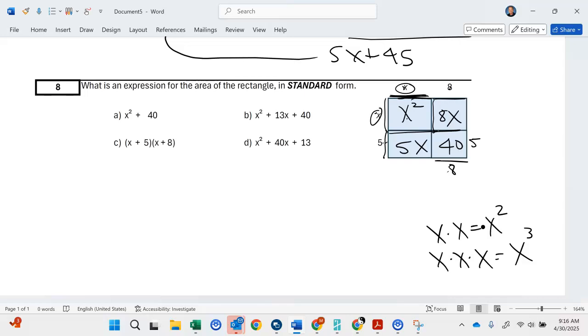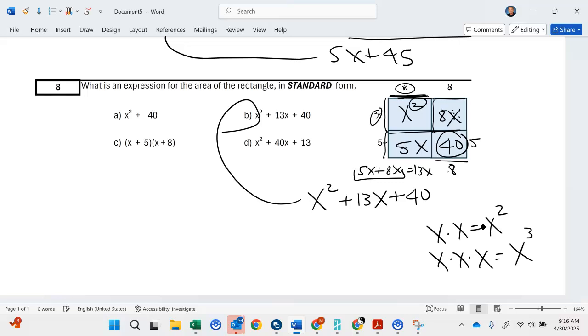But now we need to put them together to make it look like one of these. So you always start with the square, so it's always going to be x squared first, and then you need to put the x's together. So here you're going to have 5x plus 8x, so you put those together equals 13x. So plus 13x, because once you get the areas total for each area, you add them. And then we have this one, so plus 40. So that's going to be this.